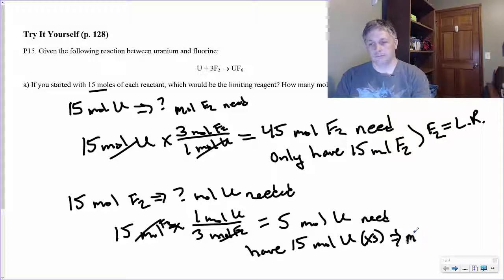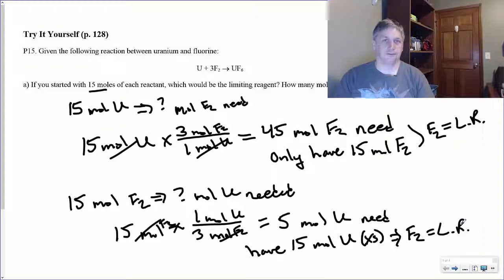So that means that fluorine is still our limiting reagent. So you don't have to do both, but no matter which one you do, you come to the same conclusion. Fluorine will be your limiting reagent. And now that we know what our limiting reagent is, now we can figure out our theoretical yield of our product.